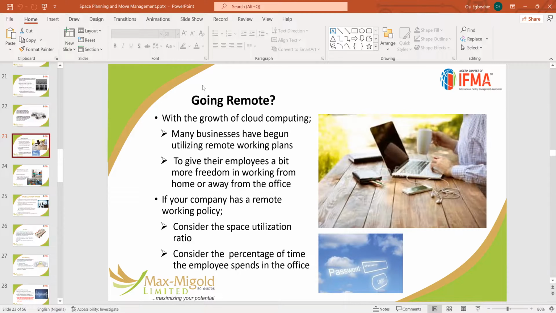You can always try as much as possible to plan around what is required to be done, to give employees a bit more freedom in working from home or away from the office, that is, working remotely. If companies have a remote working policy, consider the space utilization ratio, consider the percentage of time employees spend in the office. We've talked about that earlier in the class.